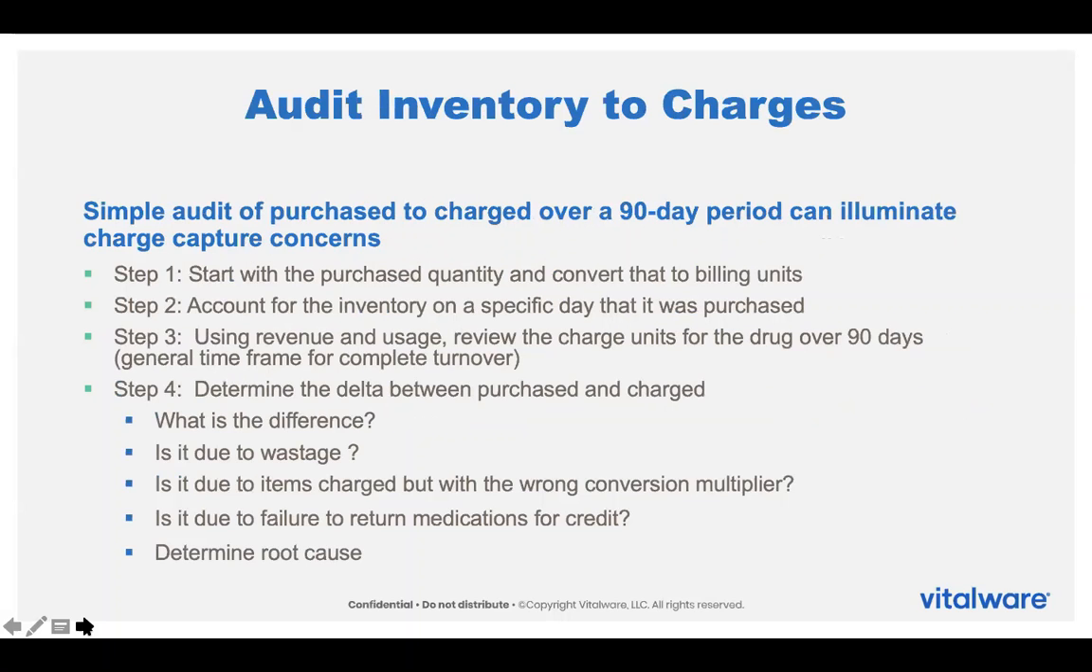So a simple audit of purchase and charged also can illuminate charge capture. And we talked about this before, but basically I start with the purchase quantity, convert the entire purchase quantity by NDC to billing units. So what's my total billing units? And I'm going to subtract the billing unit charge from the claim from that. And that should be the billing units that are left on the shelf. If it's not, you have an aberrancy.